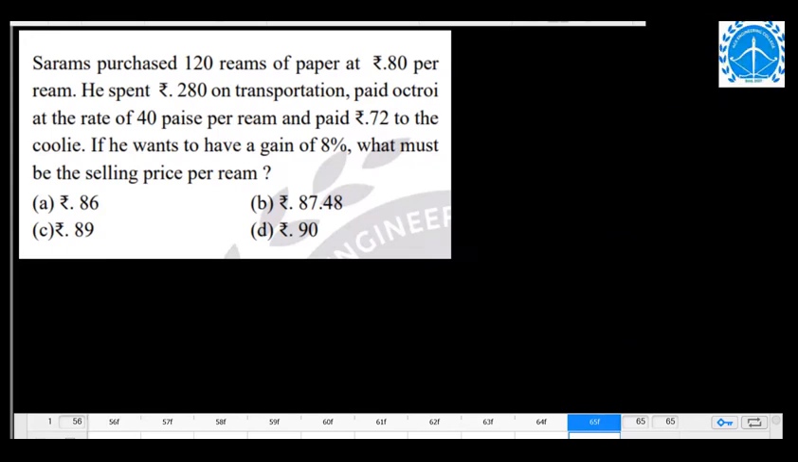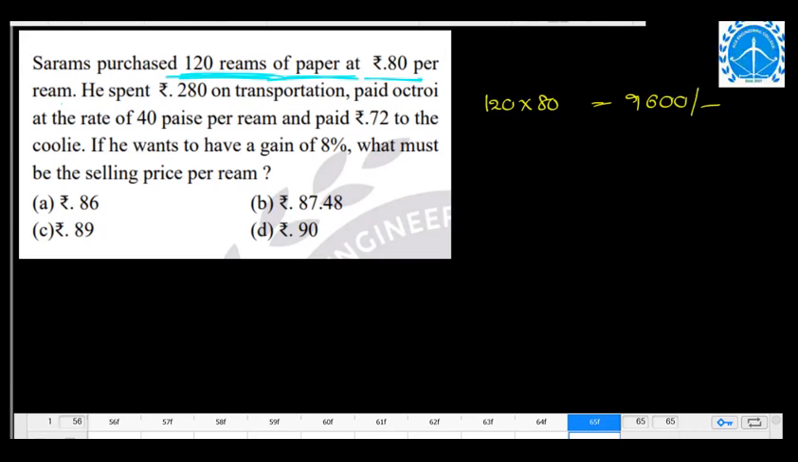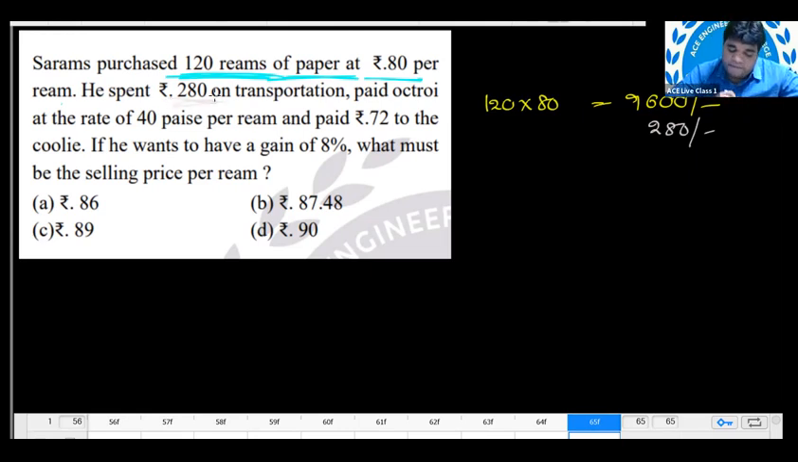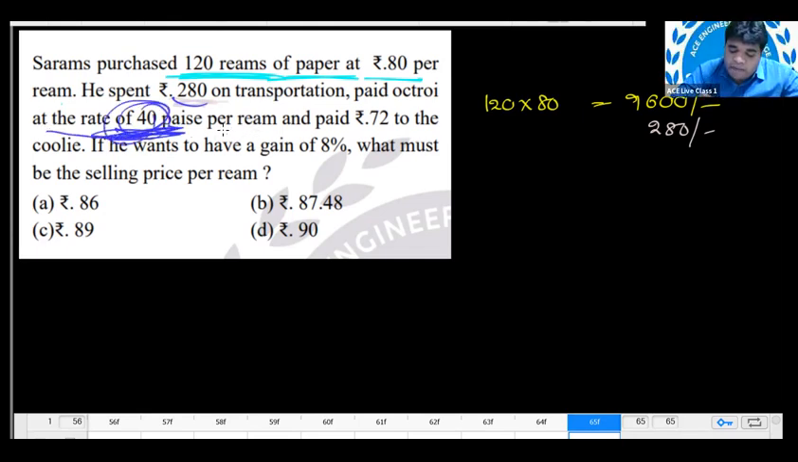Now read the question. Sarams purchased 120 reams of paper at 80 rupees per ream. 80 per ream means 120 into 80, the answer is 9,600 rupees spent. Next, he spent 280 rupees on transportation and paid octroi at the rate of 40 paisa per ream. I don't know the meaning of octroi, but he paid it.